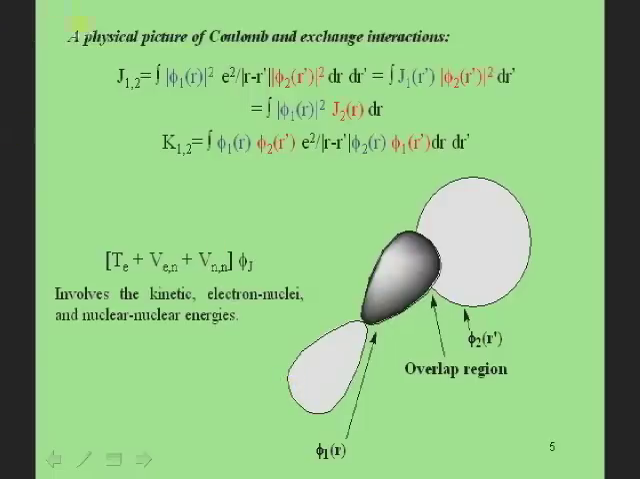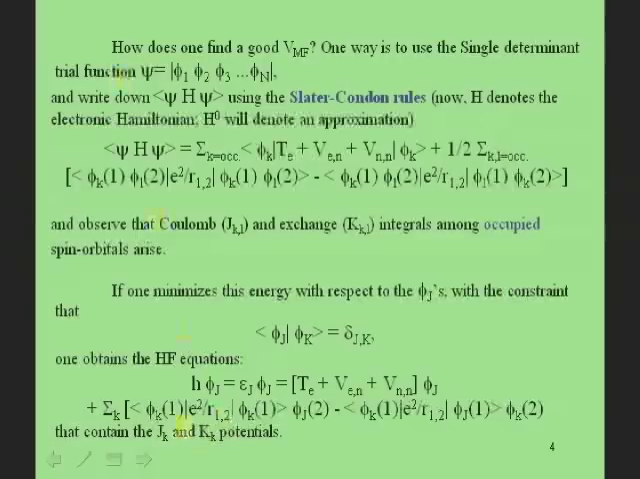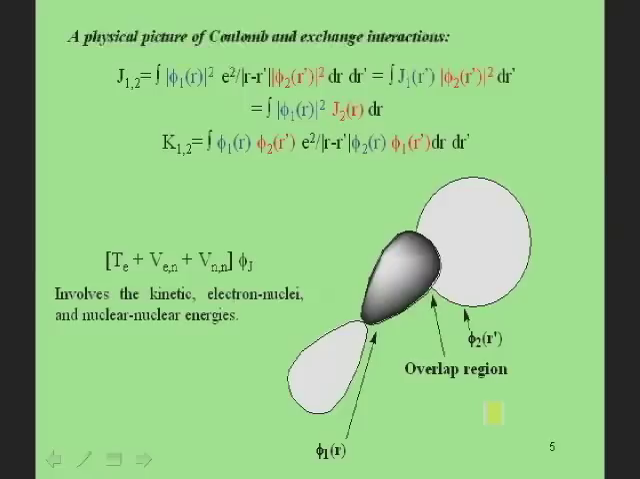Now, I want to give you a little bit of a picture physically about what these Coulomb and exchange potentials are that arise here. In the preceding transparency that I'm back to now, what I'm talking about is this Hartree-Fock equation, H operator phi j equals epsilon j, the orbital energy, times phi j. In the H operator, there's this complicated looking Coulomb minus exchange term. And what I want to talk about is what that physically means.